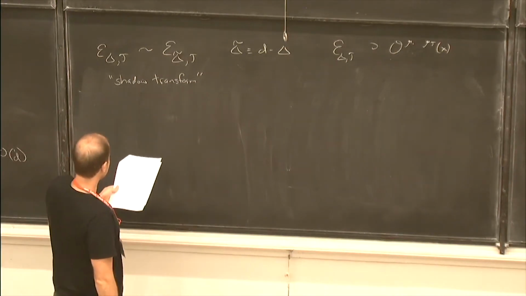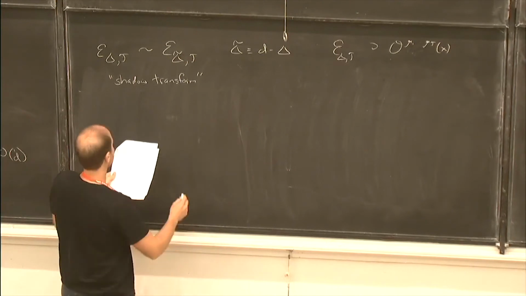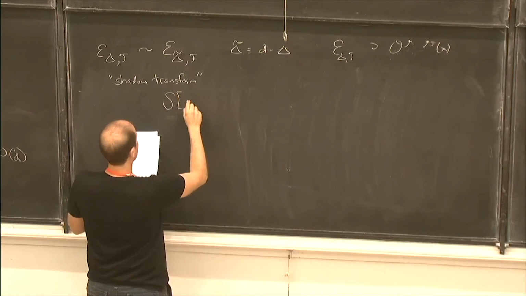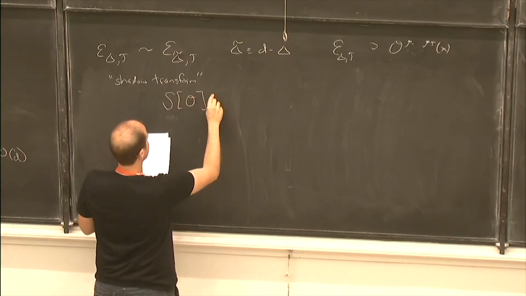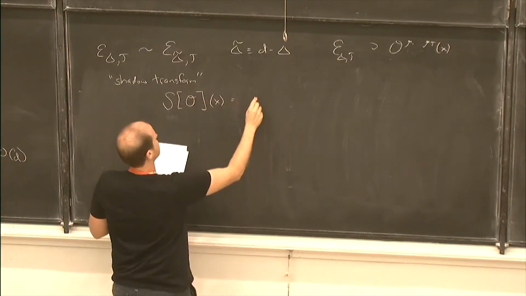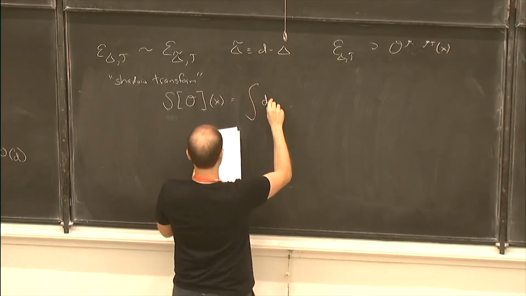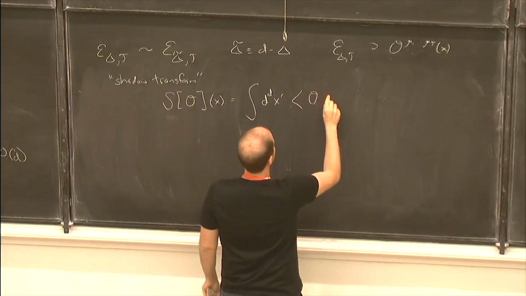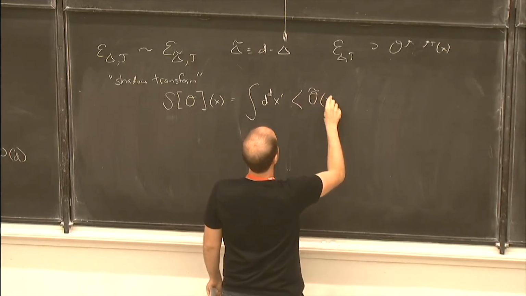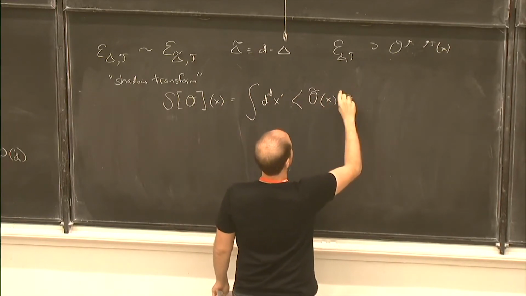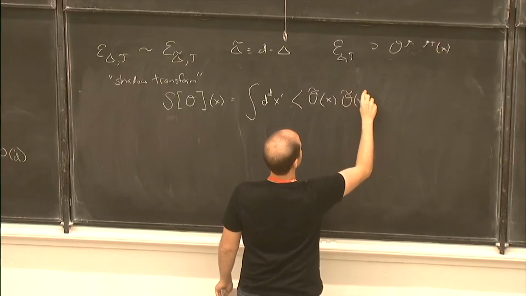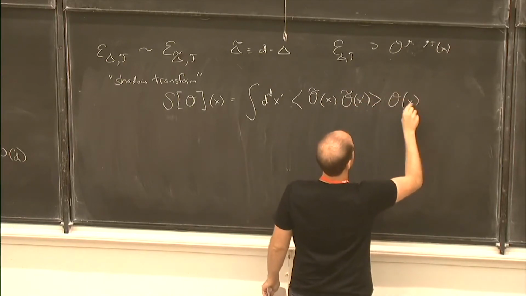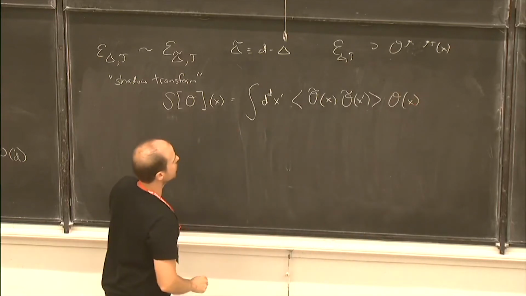So the shadow transform is an integral transform, a conformally invariant integral transform, where if you apply it to O, then it's given by the integral of the unique conformally invariant two-point structure times O of x prime.